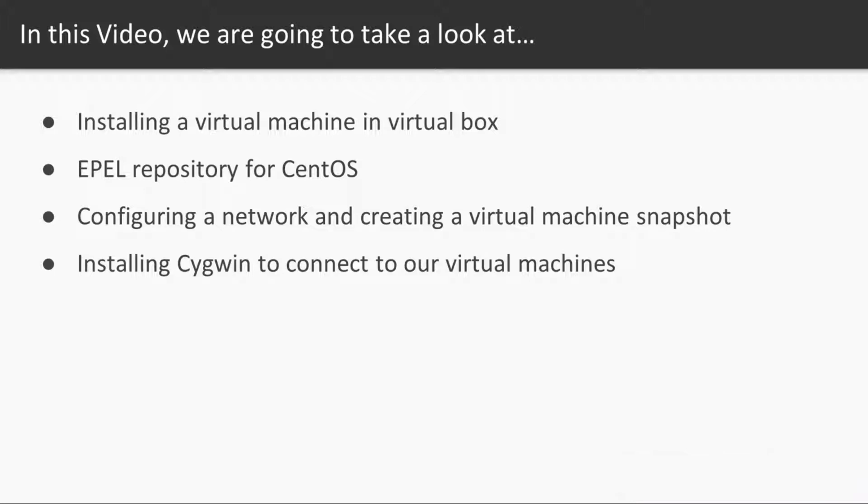Then we will look at the EPEL repository for CentOS. After that, we will configure a network and create a virtual machine snapshot. Lastly, we will install Cygwin to connect to our virtual machines.